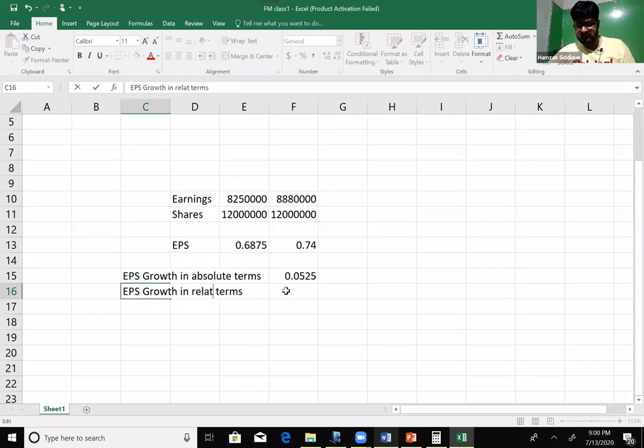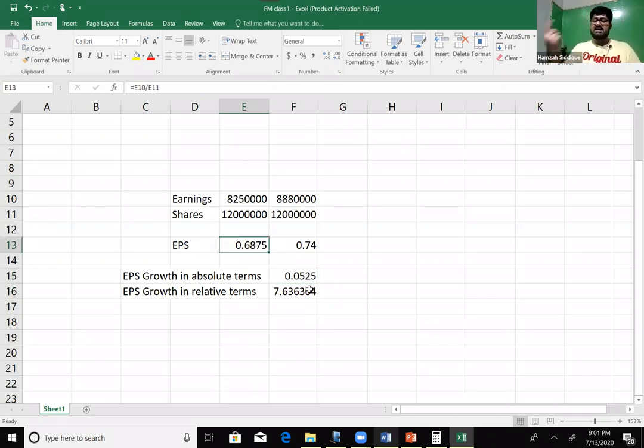You see here. So how to do this is growth divided by this, because growth is on the base, multiplied by 100, so the answer will be in percentage. So 7.63% is the growth, total percentage growth, growth divided by initial EPS multiplied by 100. This is EPS growth in the relative terms. I hope it is clear to you people.